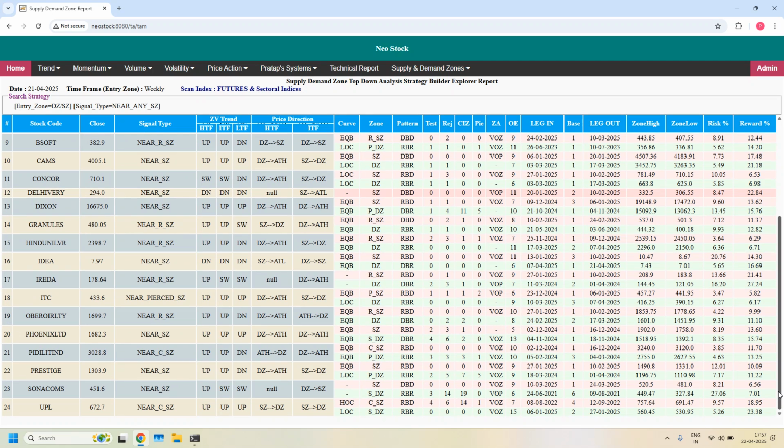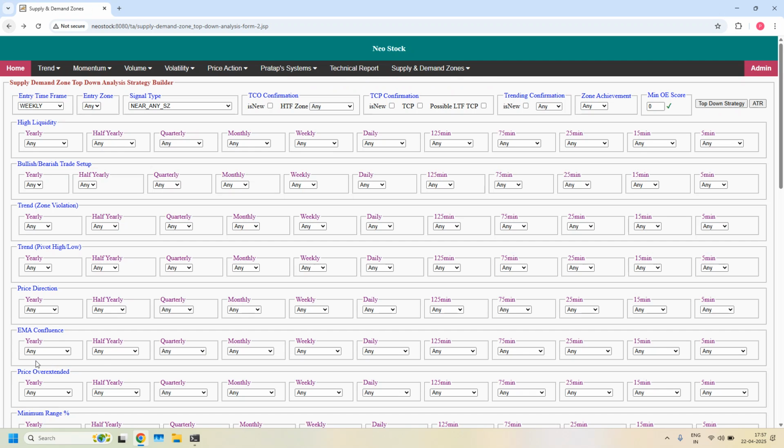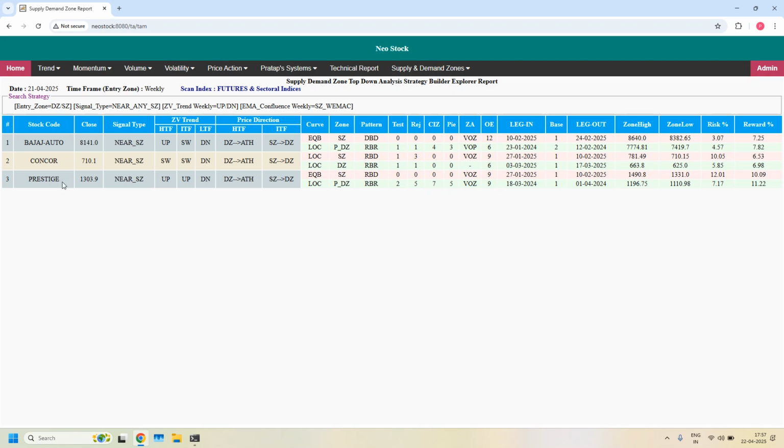We can further filter this list based on weekly supply zones having weekly EMA Confluence. So we got 3 stocks. Always look into the search strategy and also the entry time frame you selected. So this is about a weekly time frame.